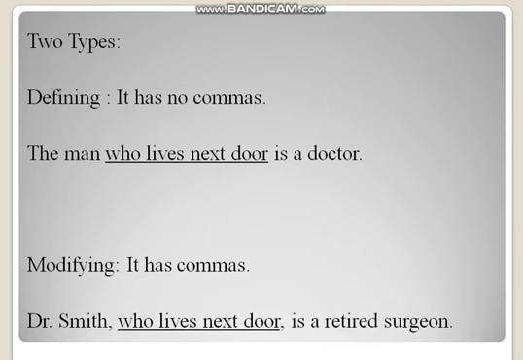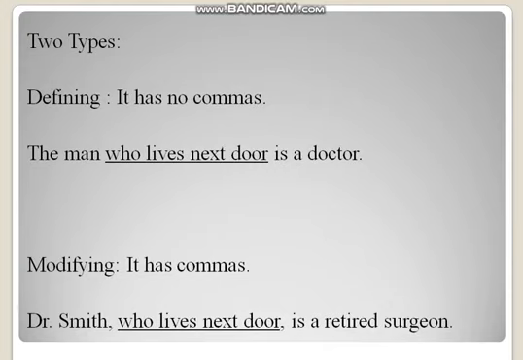Like look at the sentence, Dr. Smith, who lives next door, is a retired surgeon. So here this adjective clause is the same as mentioned in the last sentence, who lives next door, but here it is modifying Dr. Smith. It is modifying the noun here. That's why it is an adjective clause, but it is a modifying adjective clause. Why? Because it is modifying the noun here.